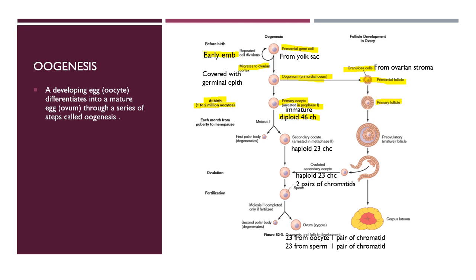After puberty, each month, some of those primary oocytes will develop and go further into meiosis 1 to produce one secondary oocyte, which has haploid chromosomes, 23, and a smaller cell called the first polar body, which will eventually degenerate.